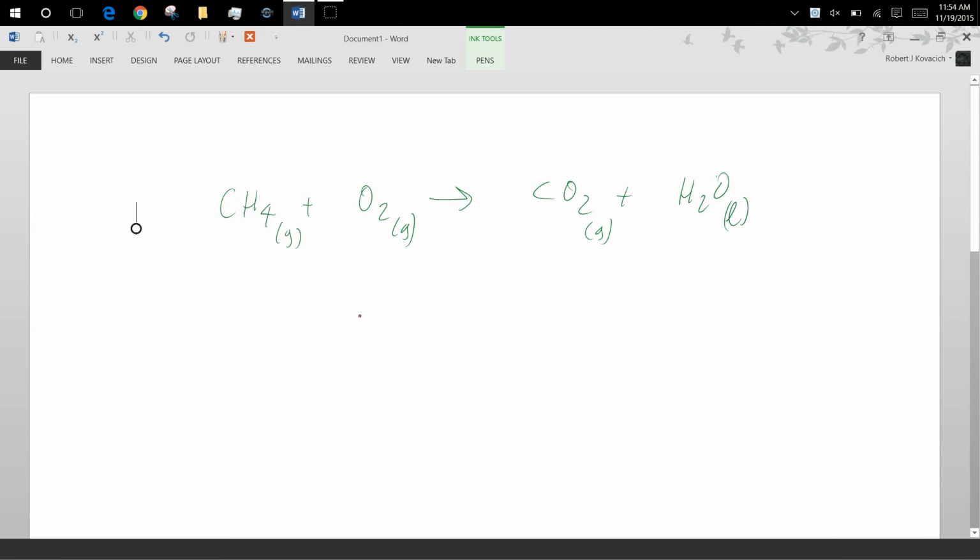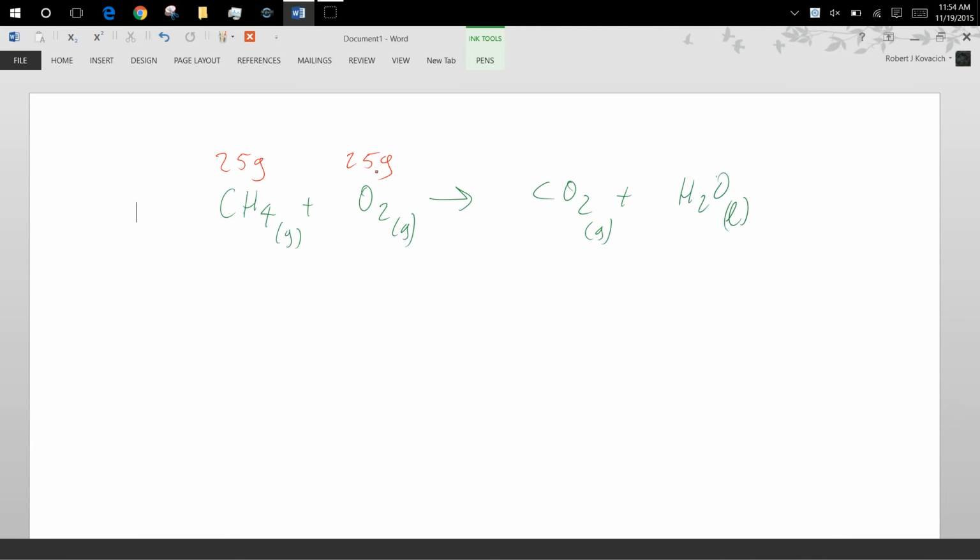This is an example of a limiting reagent problem for stoichiometric math. What we have here is methane gas being burned in oxygen to produce CO2 and water. The question is going to be something like, if I start with 25 grams of methane and 25 grams of oxygen, what's going to be left in the container after the reaction has been completed?